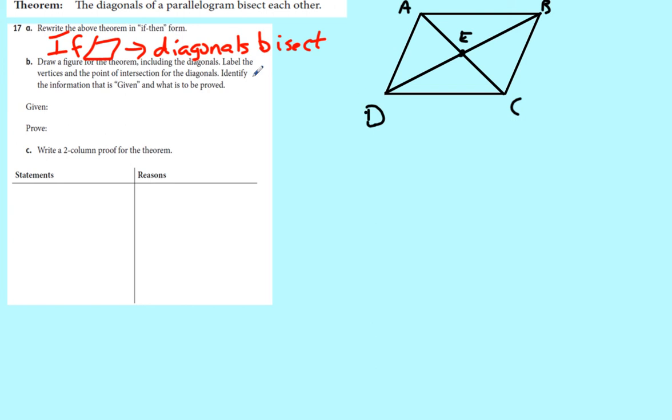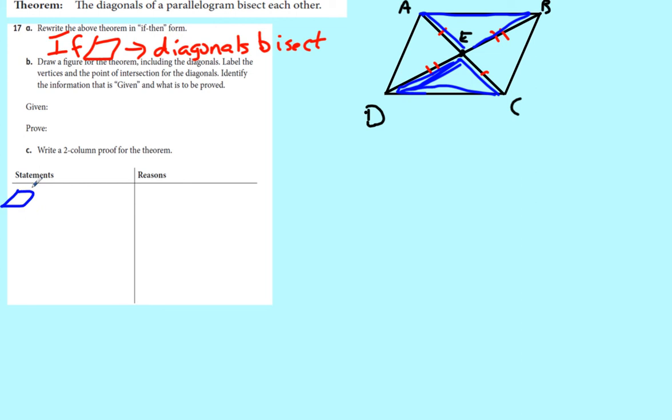Alright, so we want to show that our diagonals bisect each other, which means we have to show that this side is equal to this side and this side is equal or congruent to this side. Can we do that? Of course we can. So these are two sides of a triangle. So what if we can prove that this triangle is congruent to this triangle? Perfect triangle. Okay, can we do that? Yes, we can.